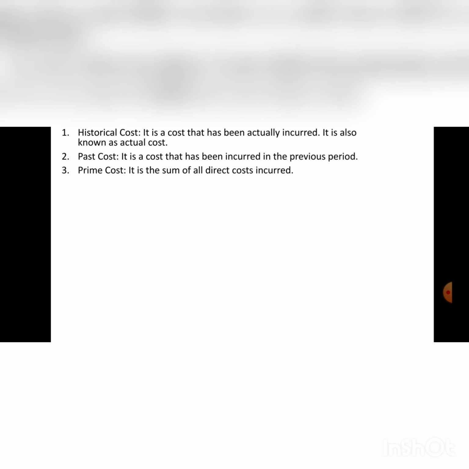The second one, past cost. A past cost is a cost that has been incurred in the previous period. The third one, prime cost. A prime cost is the sum of all direct costs incurred. So the sum of all direct costs incurred is prime cost.